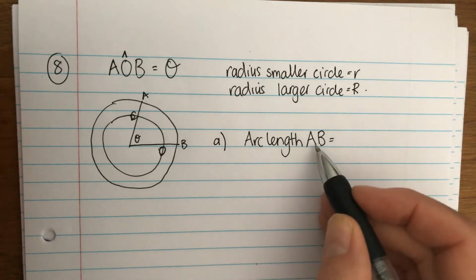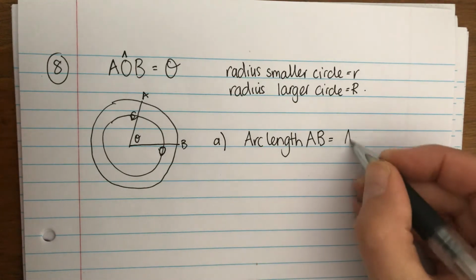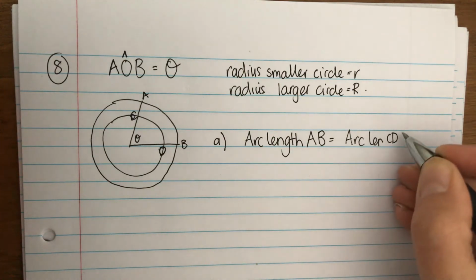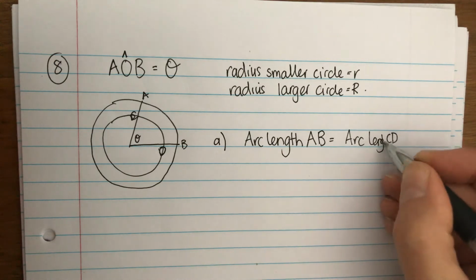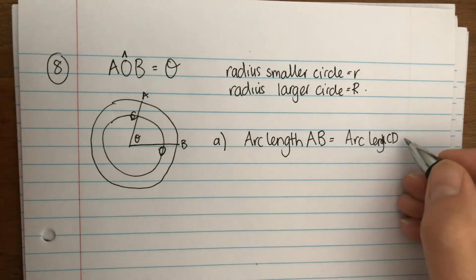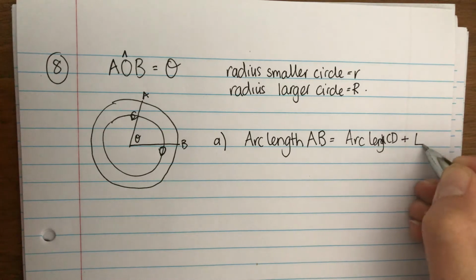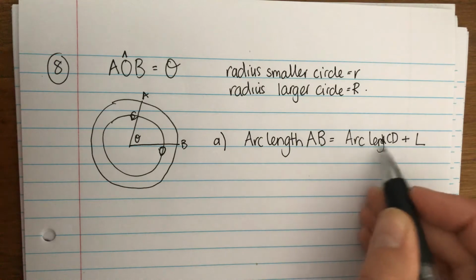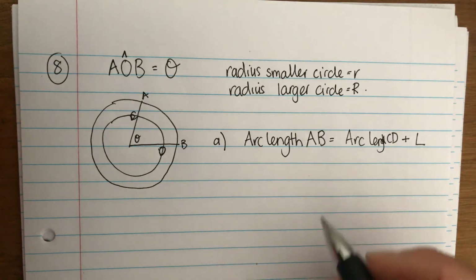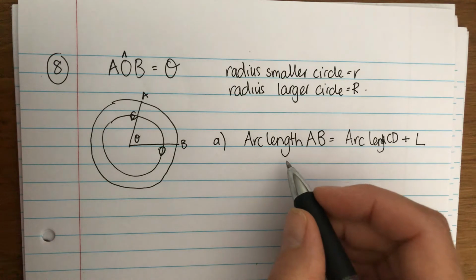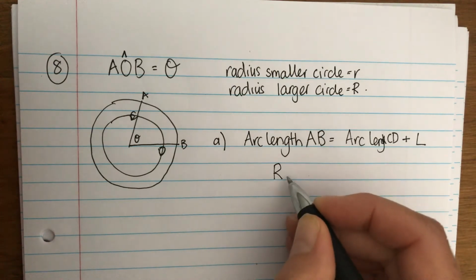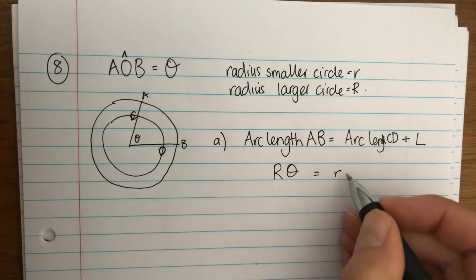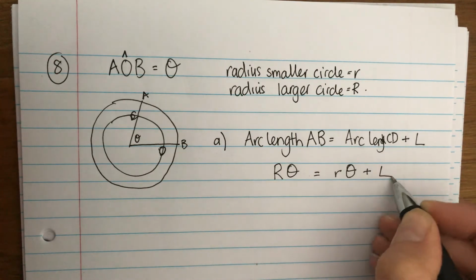So the arc length of AB, if it's L more than the arc length of CD, then it's arc length CD plus L. Okay, so it's L centimetres greater than the arc length of CD is the arc length of AB. Arc length of AB is capital R theta equals arc length of CD, little r theta, plus L.